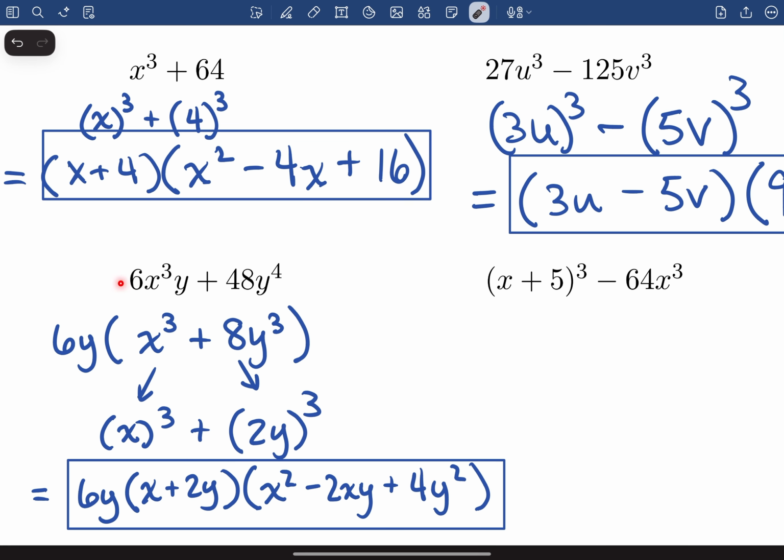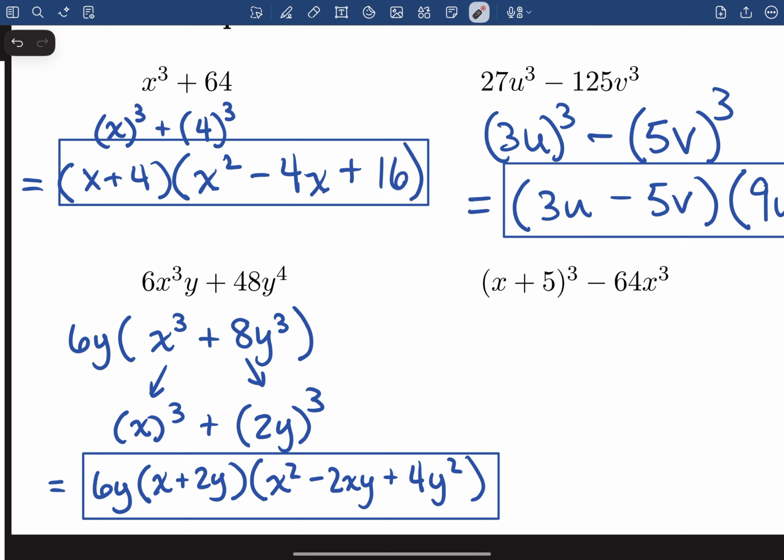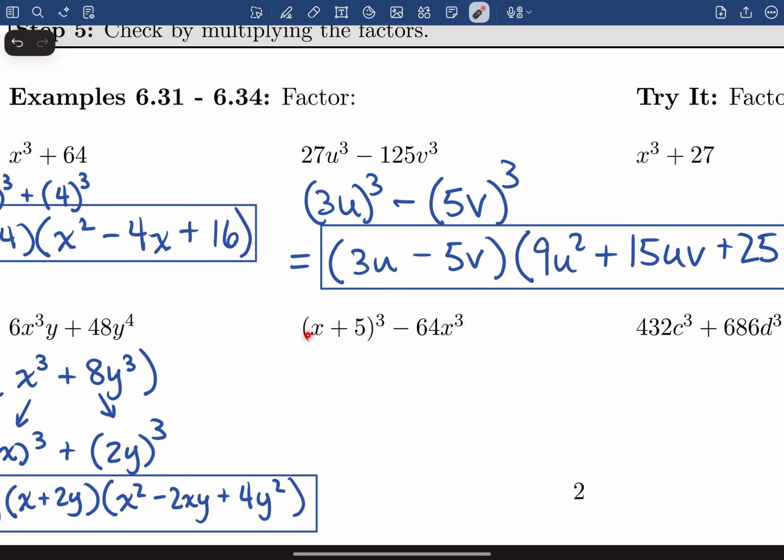So the starting point was here. We found a GCF. Always factor out a GCF when possible. What remained was the sum of two things that were cubed. What are those two things? x and 2y. We took that x and that 2y and we put it into the sum of cubes factoring pattern, x plus 2y times x squared minus 2xy plus 4y squared. Let's look at a last example here.